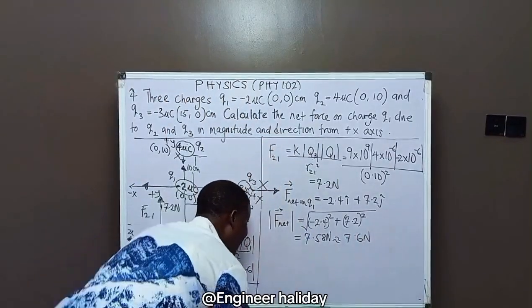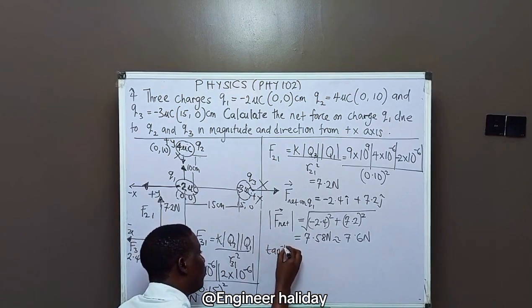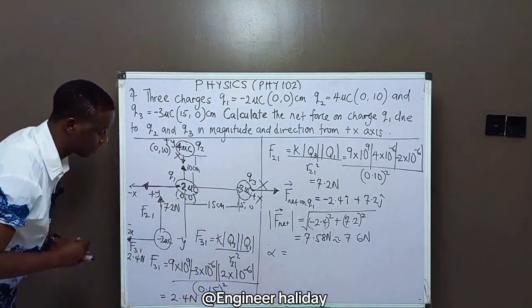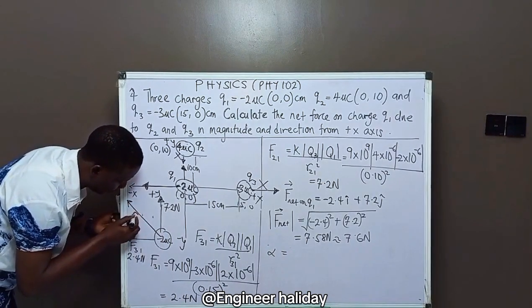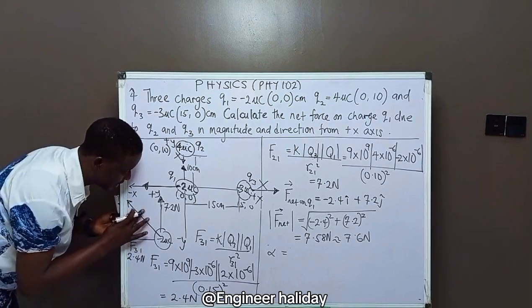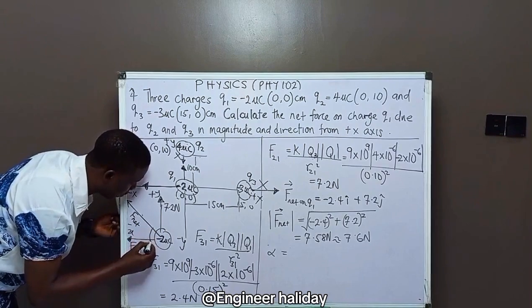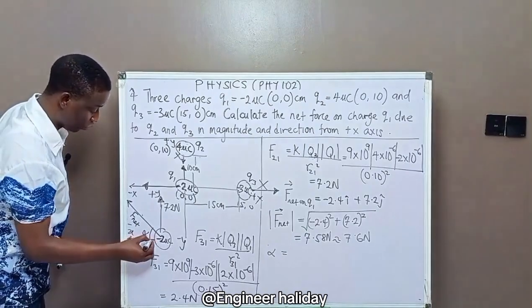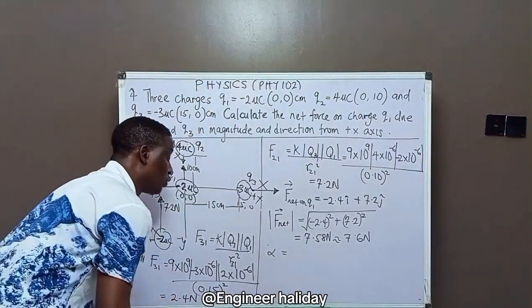Then for us to find the direction, you use tan inverse of what? That means alpha is equal to, don't forget, this is our resultant direction. This is our resultant, the net force on the charge minus 2 microcoulombs. Then this is the direction. Direction must be inclined to the horizontal. So that is our direction on that particular charge.